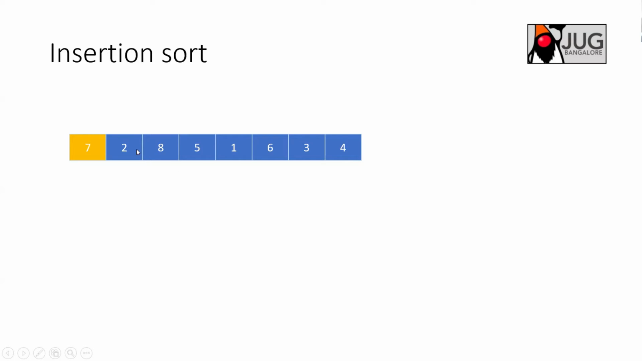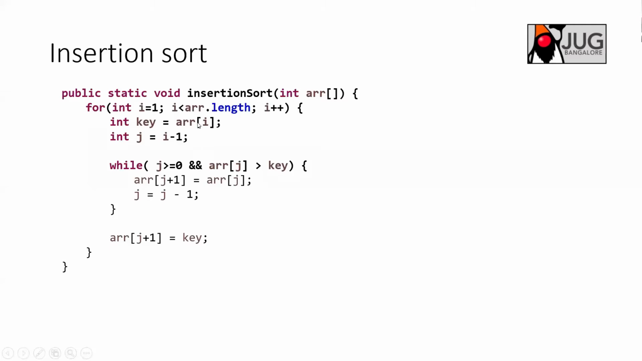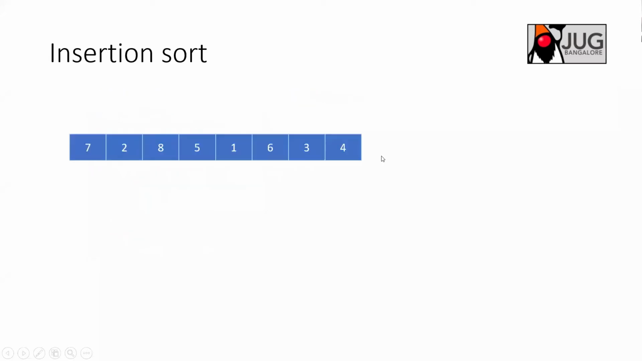Now what you do is you pick the next element, that is your key. If you see here, the key will be the first element, not the zeroth element. The zeroth element is 7, and the first element is this one, 2. So 7 is already sorted, and your item to position is 2. So you pick the key as 2.